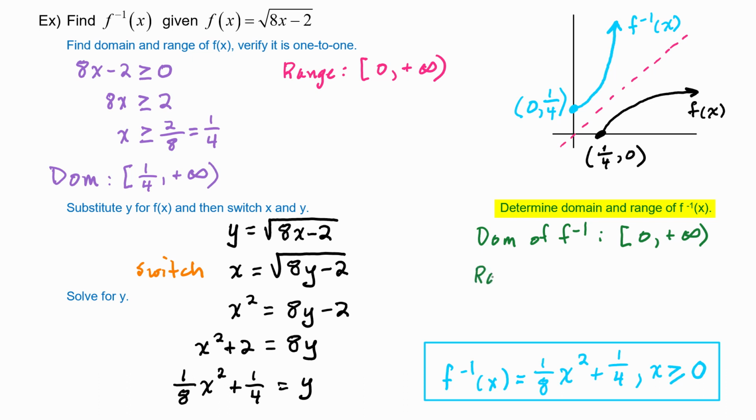Now the range of f inverse: once again we consult the graph. We see the smallest y value on the graph is 1/4, and then the y values only get bigger, so the range is going to be 1/4 to positive infinity. Now I want you to notice something here. The domain of f was 1/4 to positive infinity, and that became the range of f inverse, 1/4 to infinity, whereas the range of f, 0 to infinity, became the domain of f inverse, 0 to infinity.